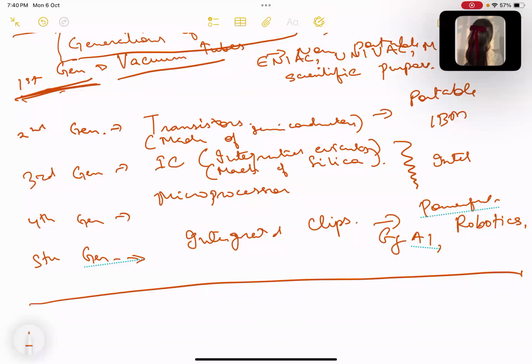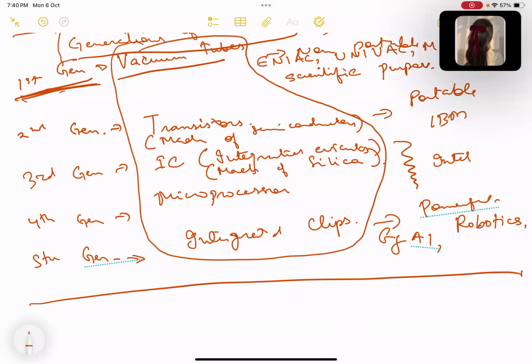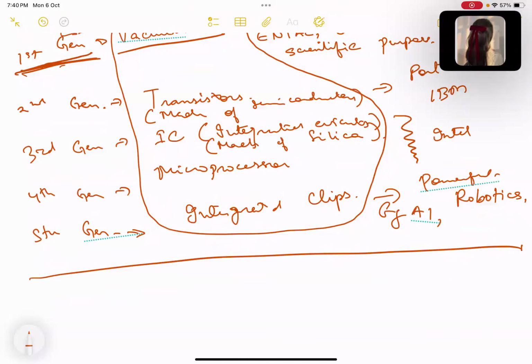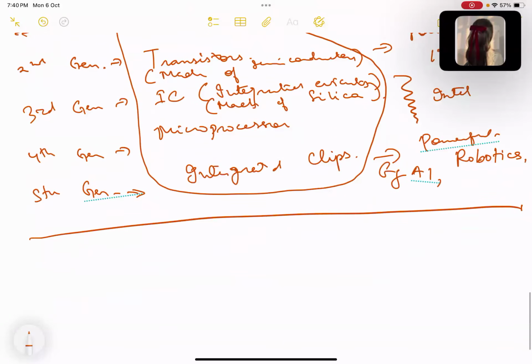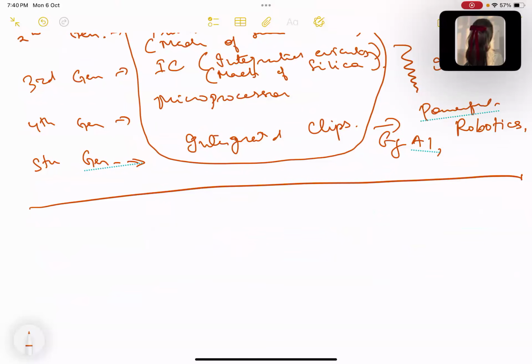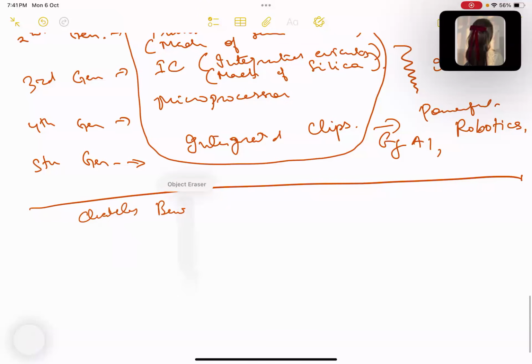The most important part is you remember what the generation is based upon, okay? This section. Apart from this, we all know that the father of computer is regarded as Charles Babbage, right? Charles Babbage is regarded as the father of computer.